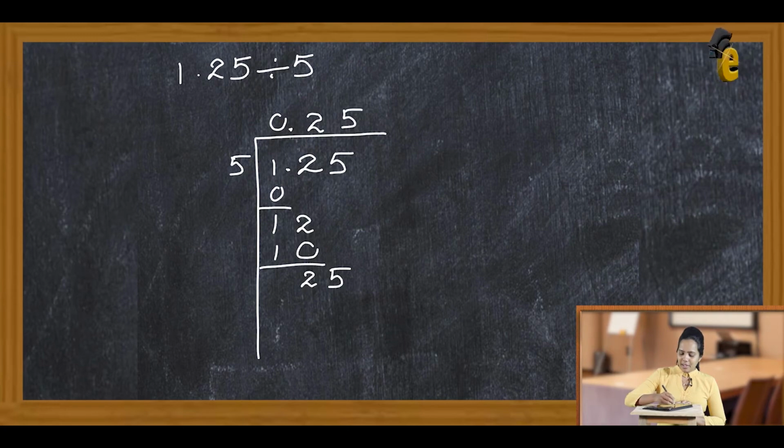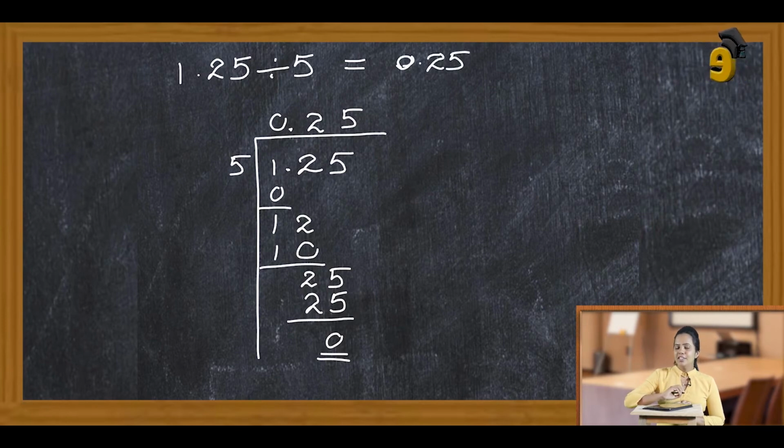So, you take 5 here, then you get 25. There are 5 5s in 25. 5 into 5 is 25. So, 25 minus 25 is 0. Now, you get the remainder 0. So, what is the quotient you got? It is 0.25. Therefore, the answer of 1.25 divided by 5 is 0.25. Right. So, that is how we do the division of a decimal number by a whole number.